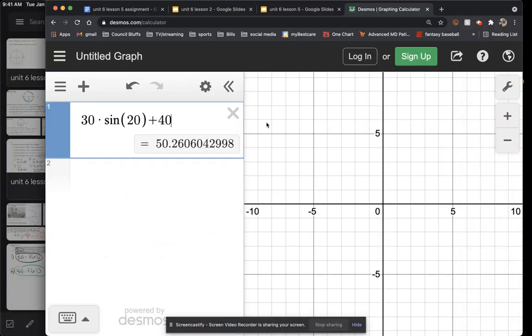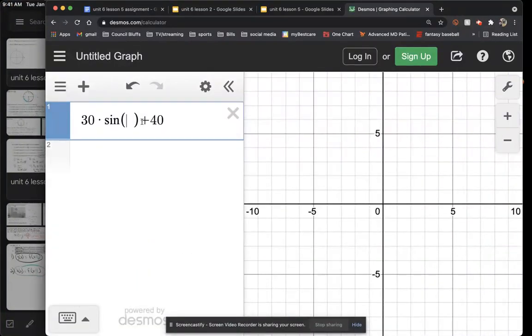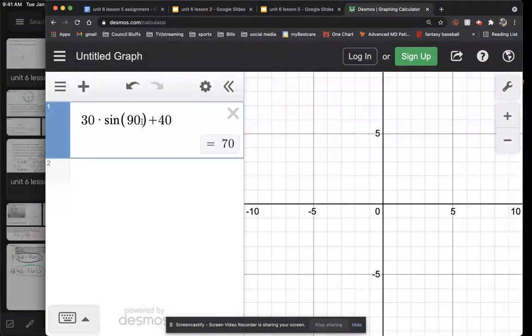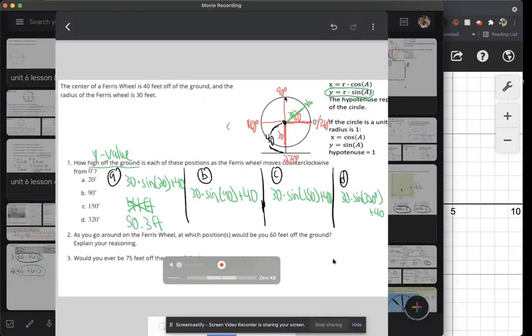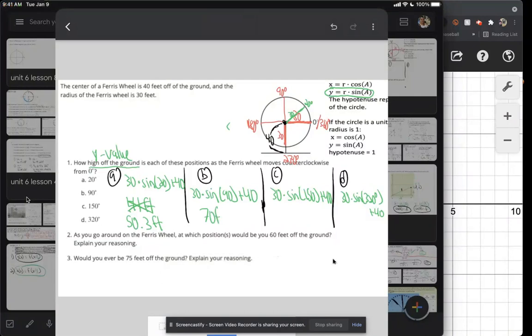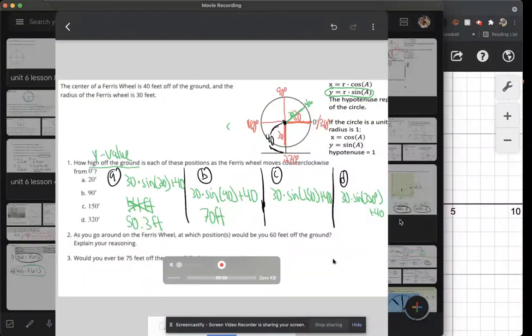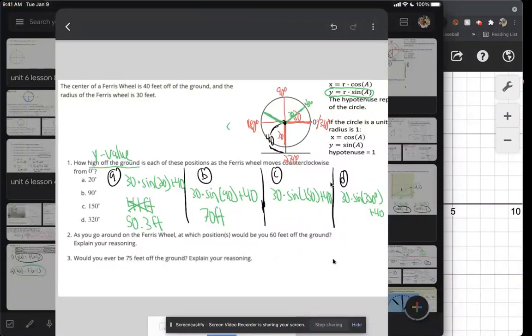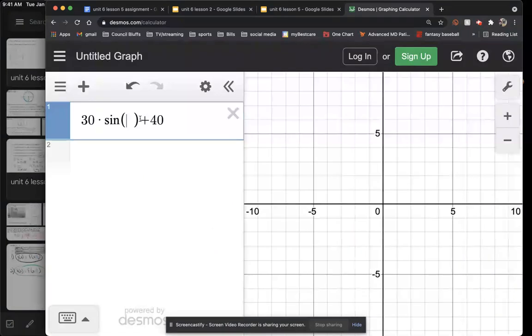Okay. So to find the answers to the other two, I'm just going to change the angle measurements. First, I'm going to change the angle measurements from 20 degrees to 90 degrees. So the 90-degree mark is at the high point of the circle up here. So that's going to be 70 feet above the ground. Okay. And then 150 degrees is going to be right here in the second quadrant, about right here. So I'm going to change that to 150.